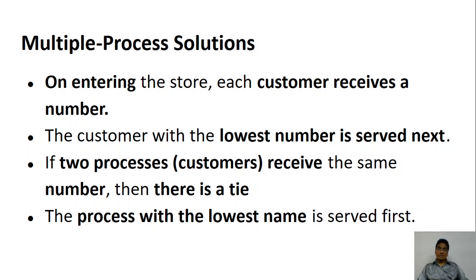Remember, in the bank such a thing will not happen because you are standing in a queue, so you are always getting a higher token number. Whereas in this case, in the operating system, two processes may come together. In that case, both of them will get the same token number. Now the question is, which one will be served?